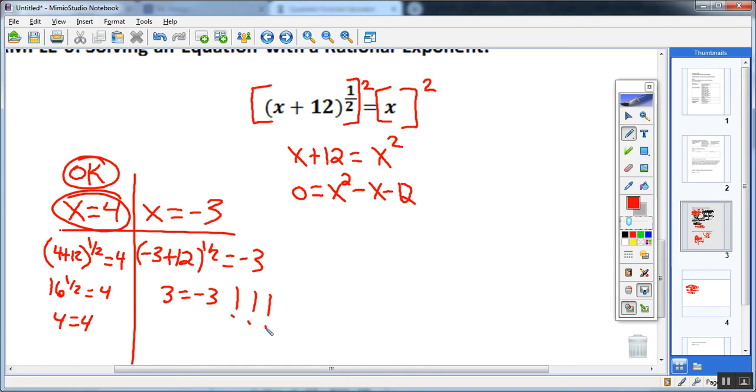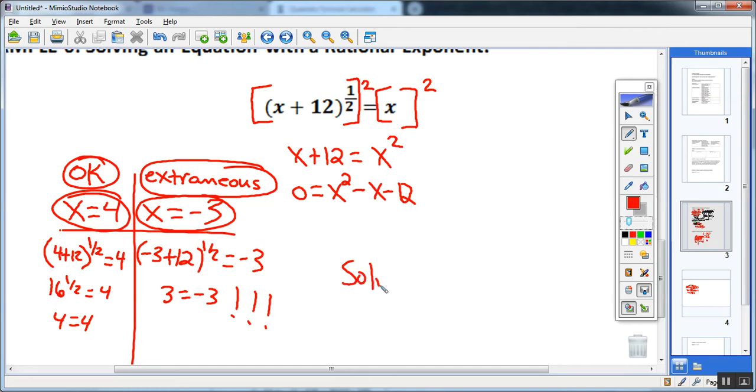So is this okay? Not okay. What are you going to call this? Extraneous. So really the value here should be what? What's your solution? Yeah, you guys know what you're doing.